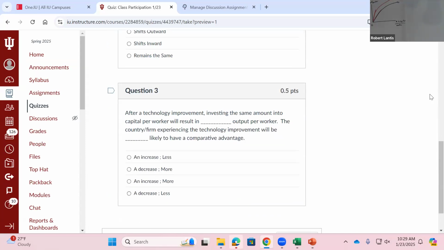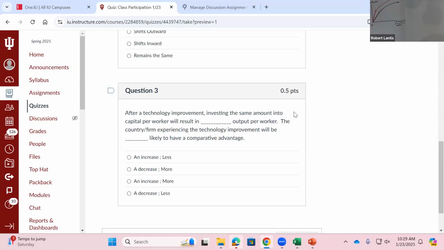The third one, and I'm pushing you a little bit further on this. If you had a technology improvement, investing the same amount of capital per worker. So we've got this technology improvement that impacts the amount of capital we're investing per worker. If you invested the exact same amount, is it going to increase or decrease the amount of output you get from that same level of investment?